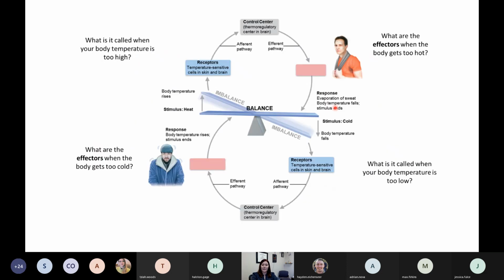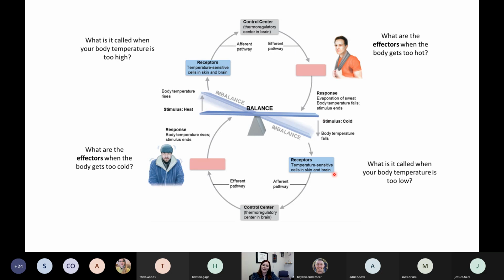Let's go back then to temperature. We talked about how temperature, we've got our normal balance of temperature. But there's two ways that our body can go. There's two different stimuli we can have related to temperature. We can have cold or we can have hot. These are my two stimuli.